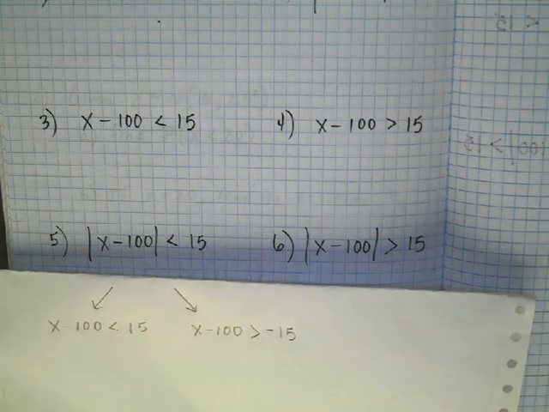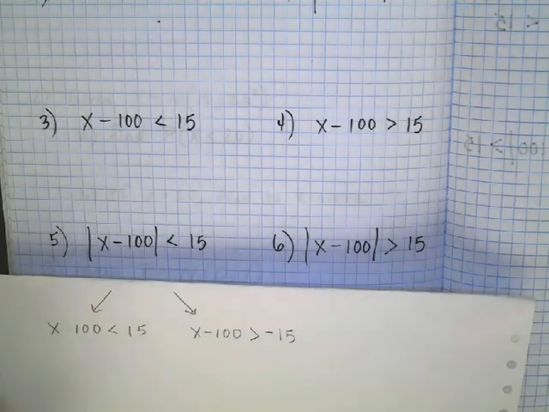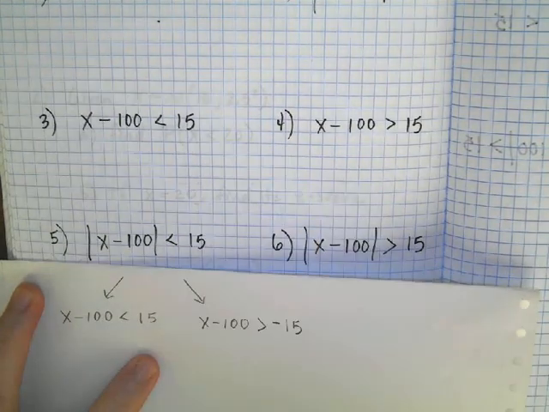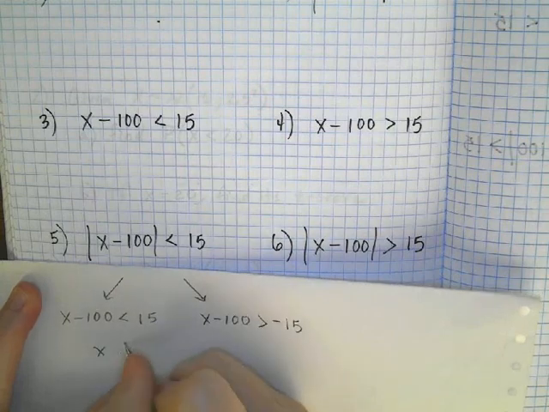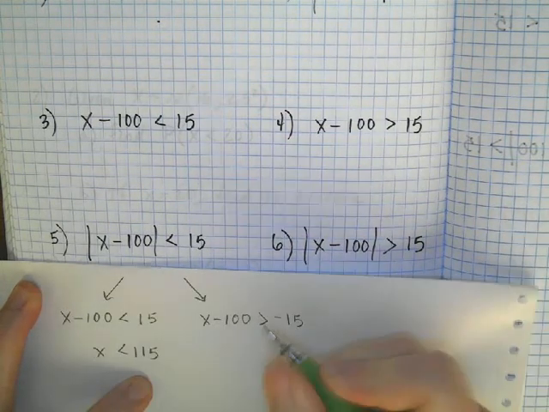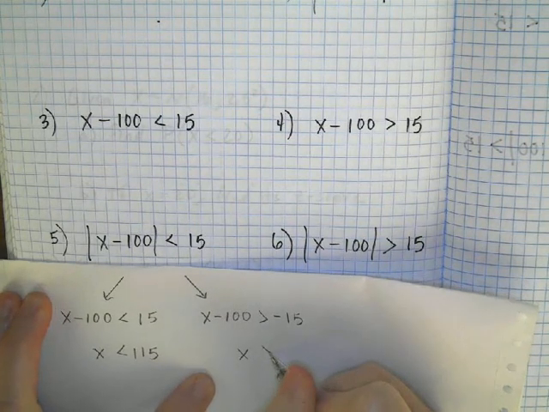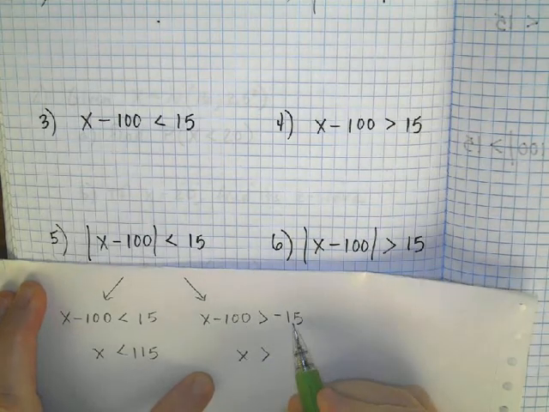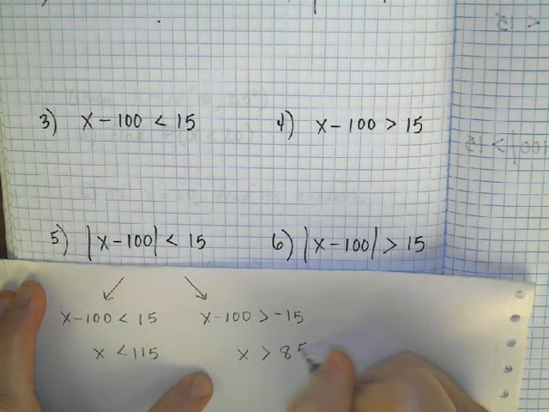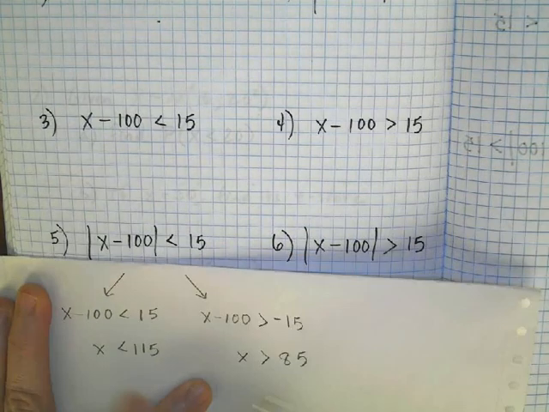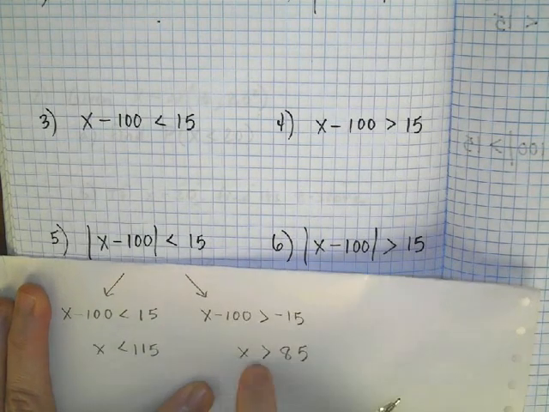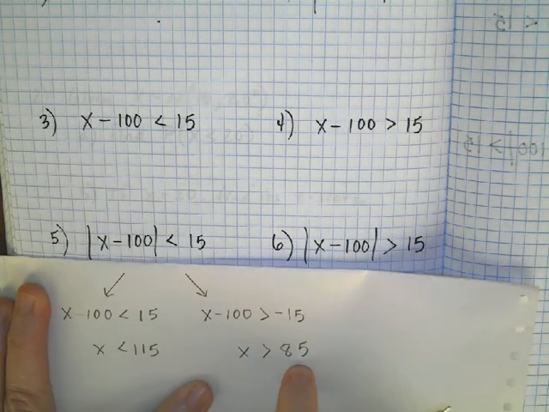Sorry about that. Okay. So now we need to solve both of these inequalities, which we already did up here. So this is x is less than 115, and this one is x is greater than, let's see, if I add 100 to this, I get 85. Okay, so it has to be less than 115, but also greater than 85.